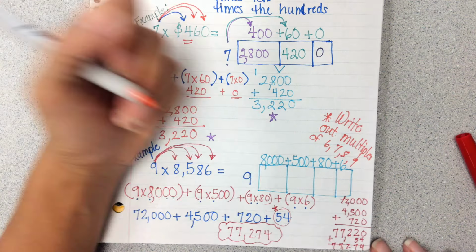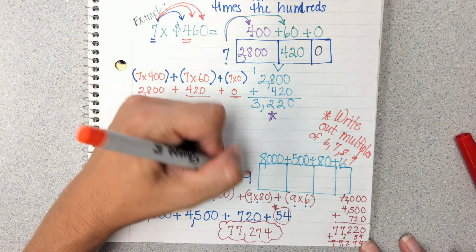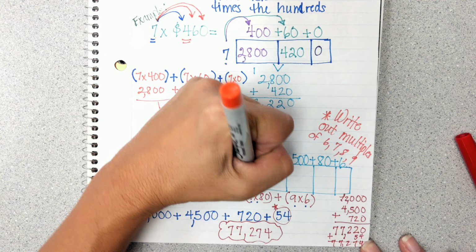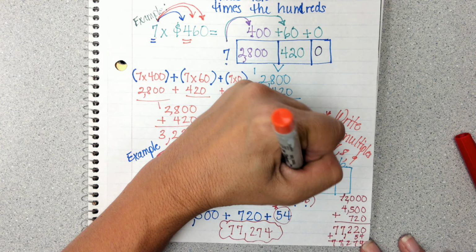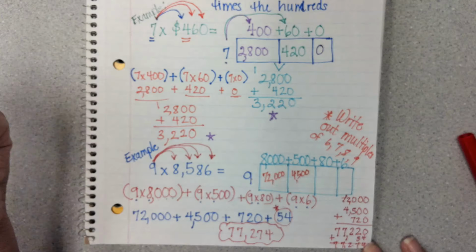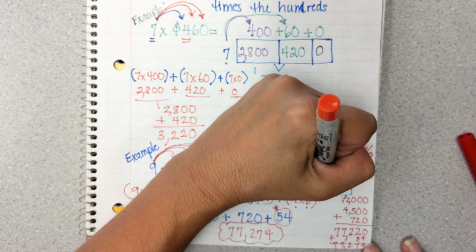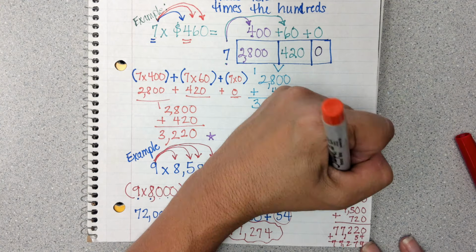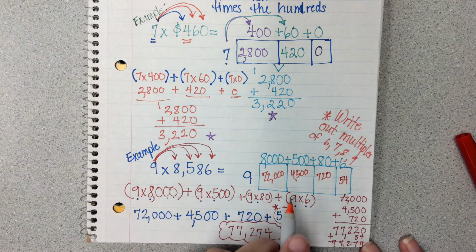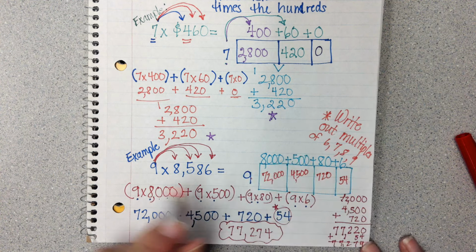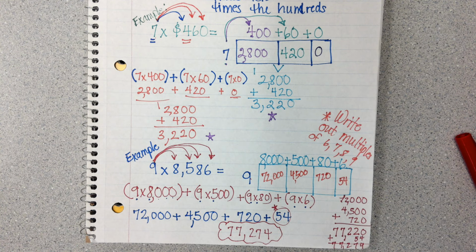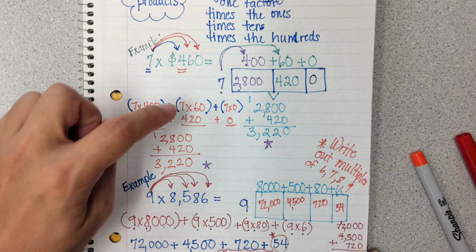9 times 8,000, 9 times 500, 9 times 80, and 9 times 6. Take them, line them up somewhere where you have room, and you should get 77,274.